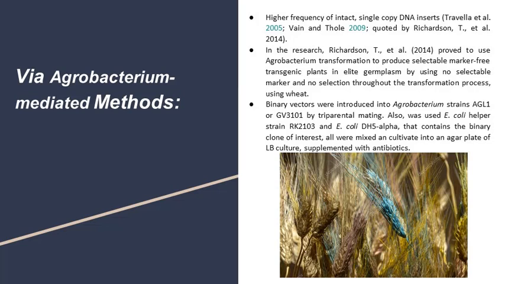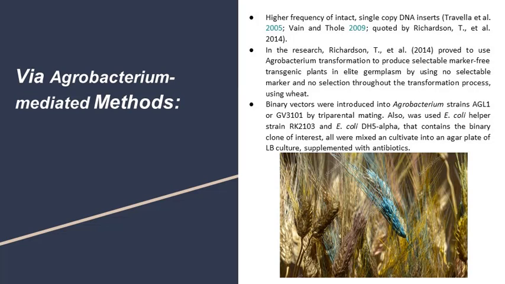Via agrobacterium-mediated methods. It is considered that plant transformation by Agrobacterium tumefaciens is better than biolistic transformation due to a higher frequency of intact single-copy DNA inserts. In the research, Richardson T. et al. in 2014 proved the use of agrobacterium transformation to produce selectable marker-free transgenic plants in elite germplasm by using no selectable marker and no selection throughout the transformation process.